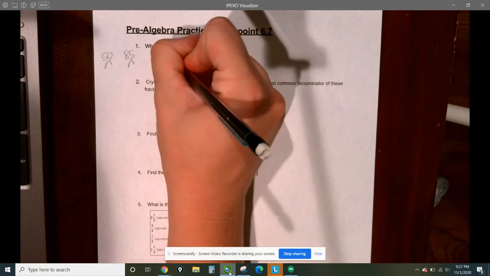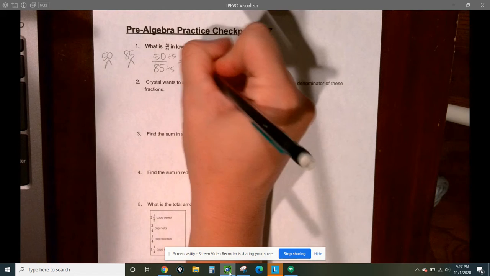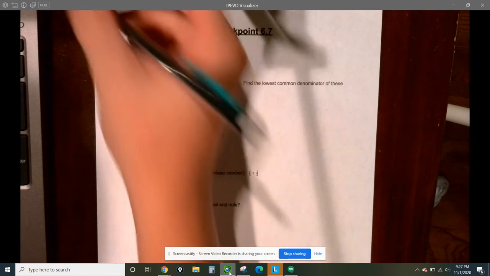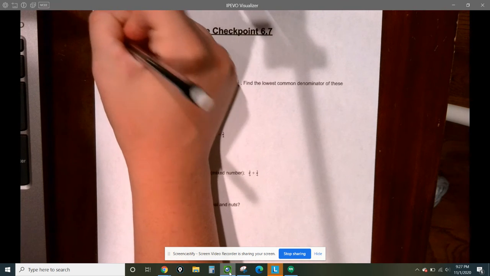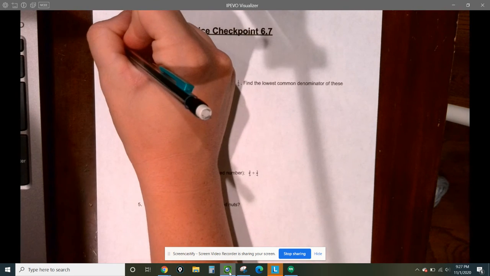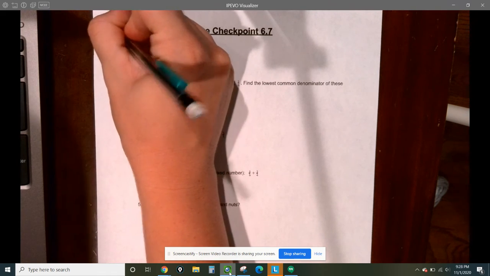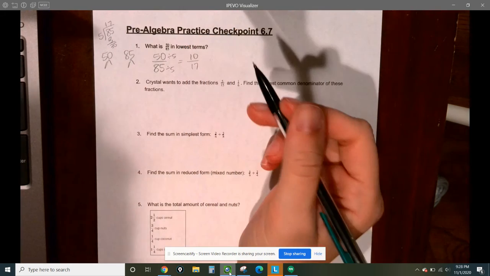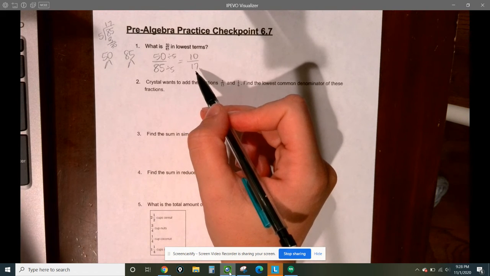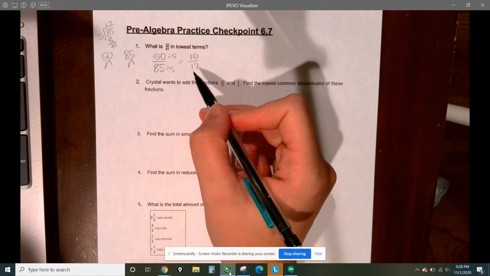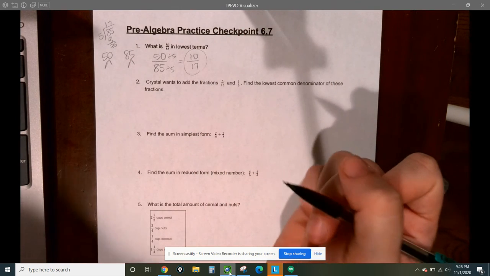I'm going to start by dividing the top and bottom by 5. So 50 divided by 5 is 10. 85 divided by 5, I don't actually know that off the top of my head, so I would have to do that division. You're also welcome to use a calculator. So that is 17. Now I have 10 over 17, and hopefully you remember from our lessons on prime numbers that 17 is prime. So we're done there. We can't reduce that any further. So 10 over 17 is our reduced fraction in lowest terms.